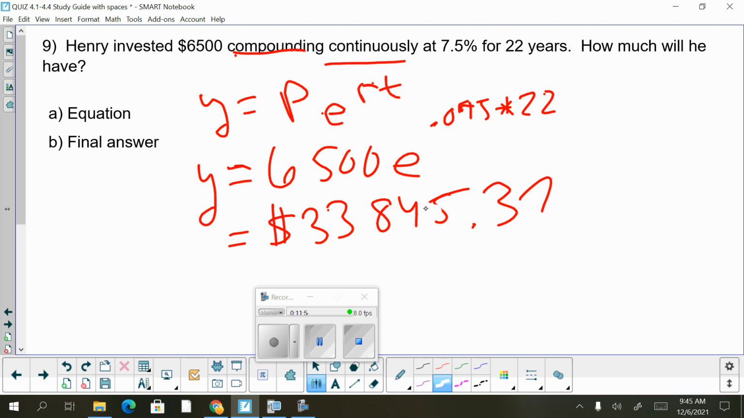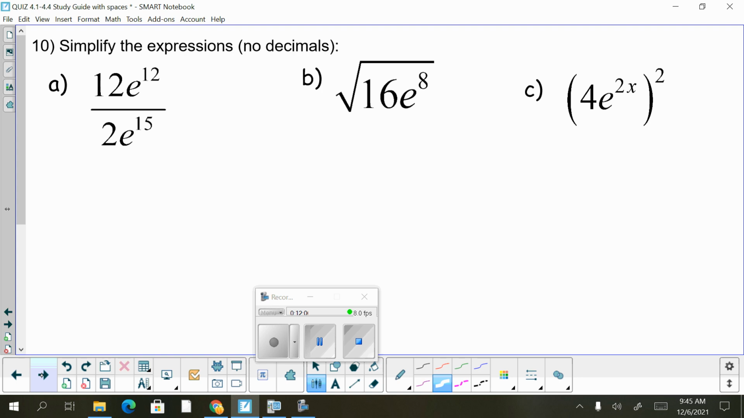I do not like writing with this stylus. That's how I have to do my videos now. All right, we're just using the law of exponents. We're not going to type these in and get any decimals. 12 divided by 2 gives me 6.